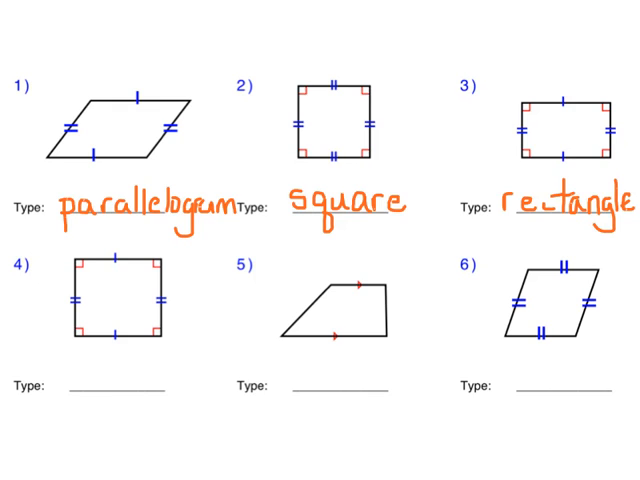Next, I see that I have 2 hash marks and 1 hash mark, so I don't have the same lengths of sides, but I do have 4 right angles. So that would either mean a rectangle or a square, but I know it's a rectangle because all of my sides are not the same. So this one has to be another rectangle.